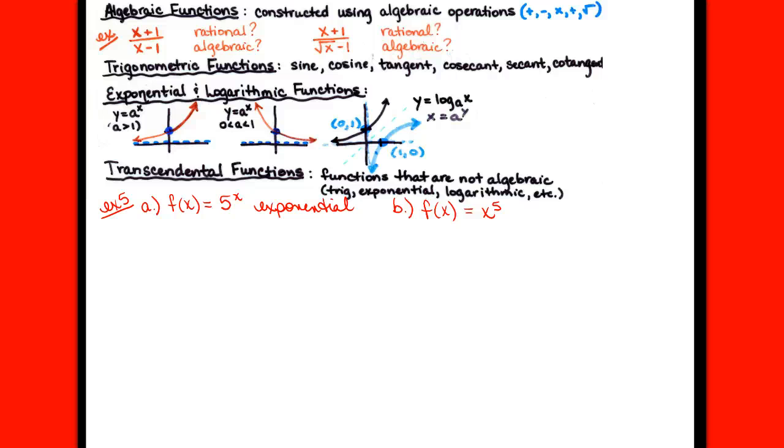F of x is equal to x to the 5th. What is that one? That is a power function, yes. So make yourself a note. Those two are really easy to confuse. Something like 5 to the x and x to the 5th, they look so much alike. So make yourself a little note to watch out for those.